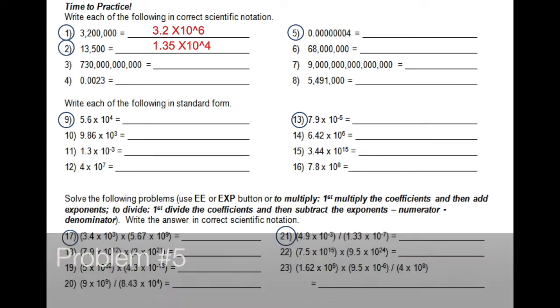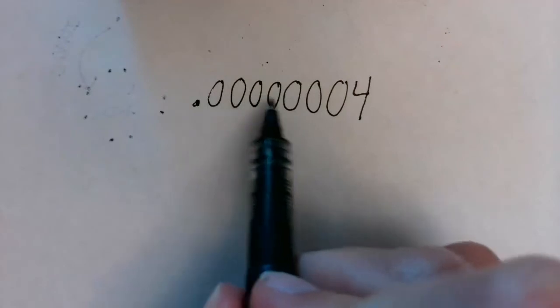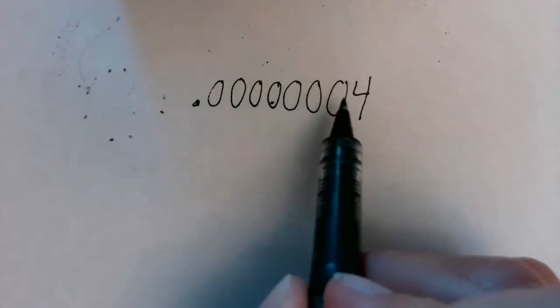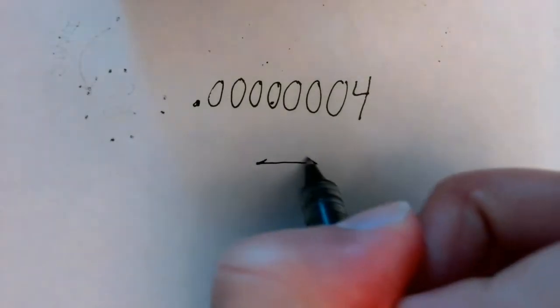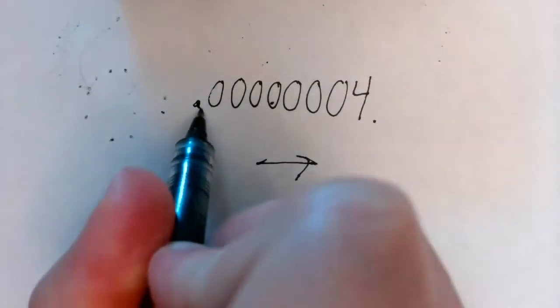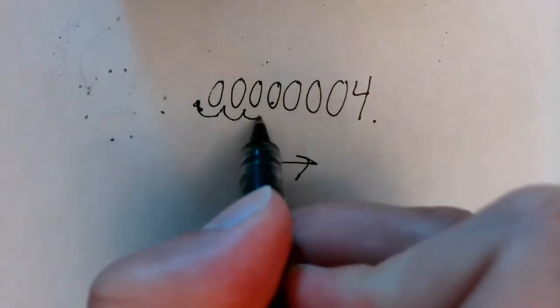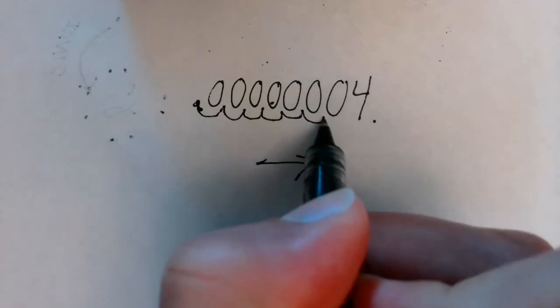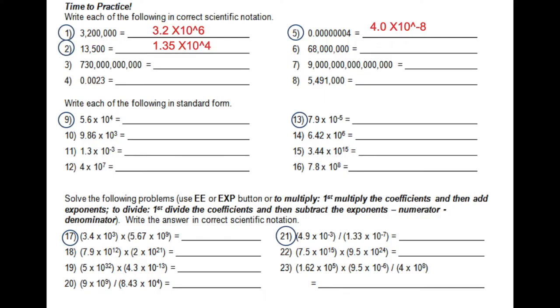Let's also jump and look at number 5. We have 0 point, and then how many zeros do we have? Let's count. 1, 2, 3, 4, 5, 6, 7 zeros. And we want to move the decimal point over one more time so it's behind the 4. So we're going to move the decimal point 8 places. And since we're moving the decimal point to the right, we get a negative scientific notation. So we get 4.0 times 10 to the negative 8.